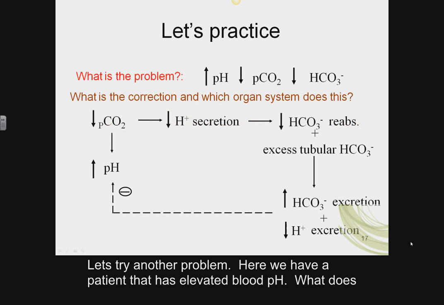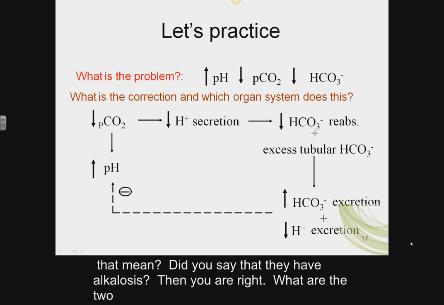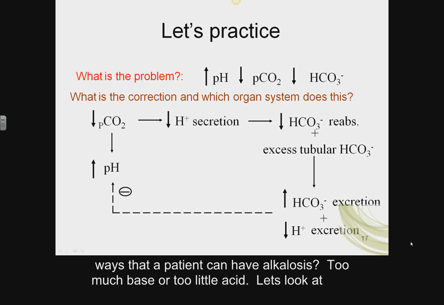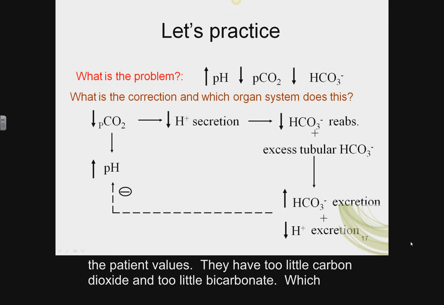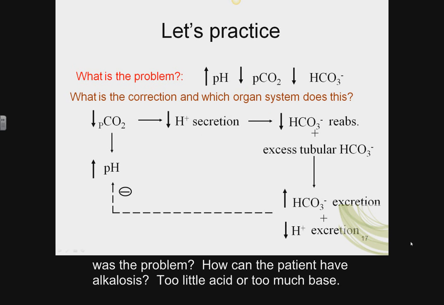Let's try another problem. Here we have a patient that has elevated blood pH. What does that mean? Did you say that they have alkalosis? You are right. What are the two ways that a patient can have alkalosis? Too much base or too little acid. Let's look at the patient values. They have too little carbon dioxide and too little bicarbonate.